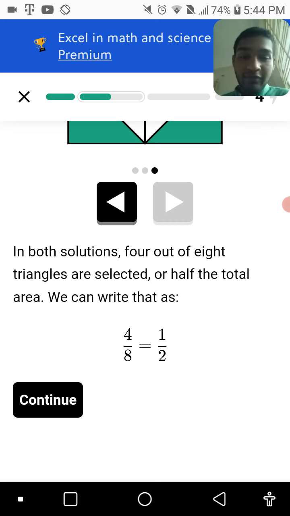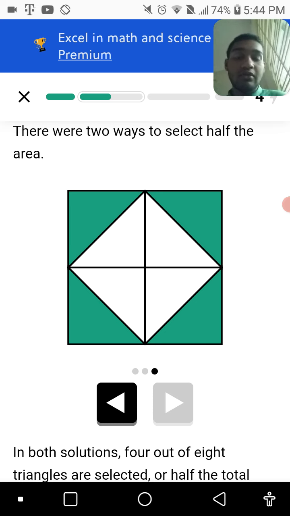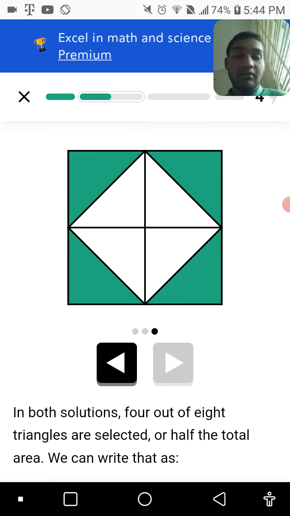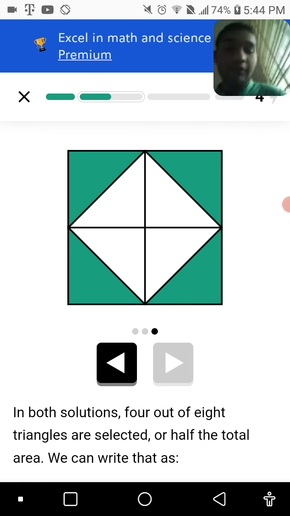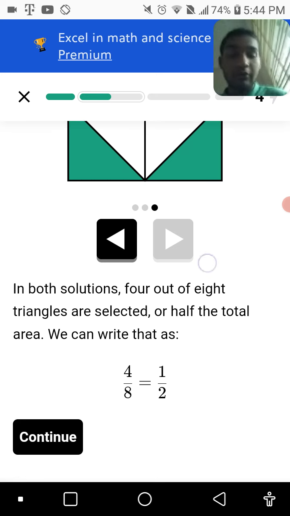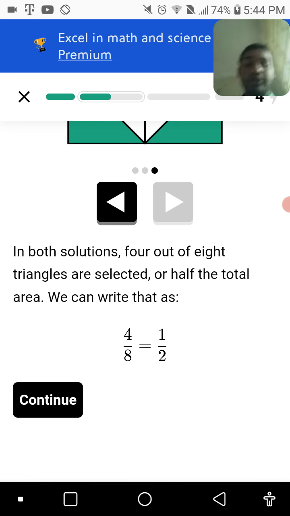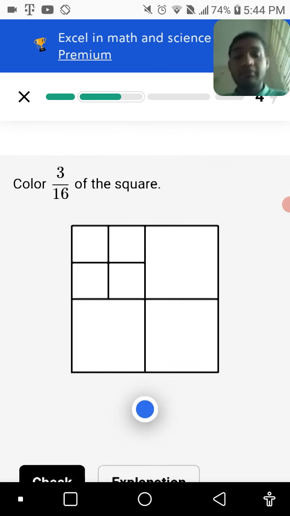In these solutions, 4 out of 8 rectangles are selected for half the total area. We can write that as 4 by 8. No? Okay, this is 1, 2, 3, 4, and there is also 4. Okay, 1 by 2. Okay, that one.